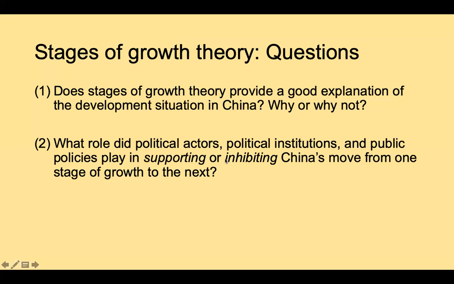they've done. And that actually gets to a question that I wanted to pose to you next, and that relates closely to this discussion. It helps us begin to really evaluate and maybe critique Rostow's theory. The question is, what role did political actors, political institutions, and public policies play in supporting or inhibiting China's move from one stage of growth to the next?